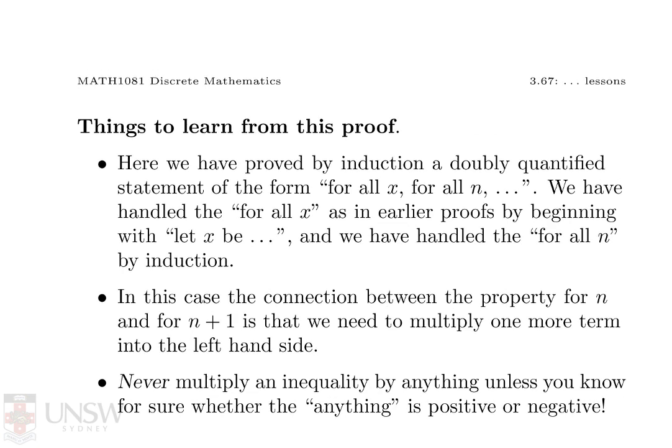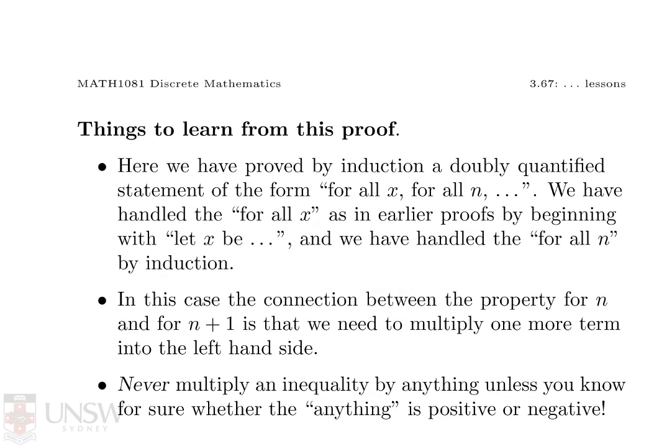What can we learn from this proof? Notice here we have a doubly quantified statement. Remember quantifiers. In this case, we're using quantifiers for all, namely universal quantifiers. We've said for all x, specifically for all x from 0 to 1. For all n, specifically for all natural numbers n, 0 upwards. Now, how have we done that?